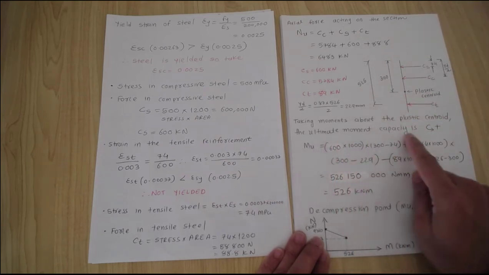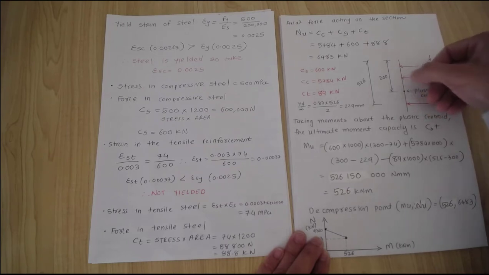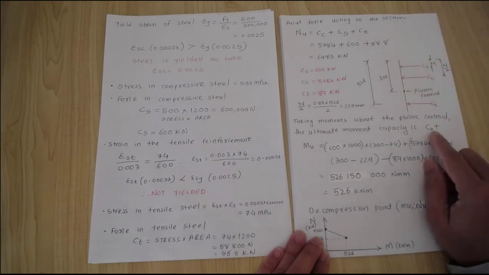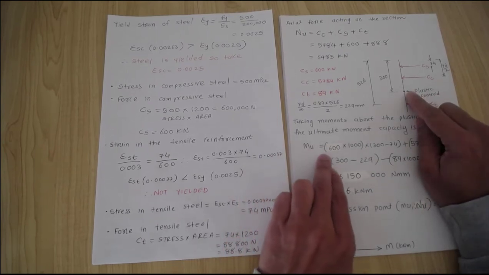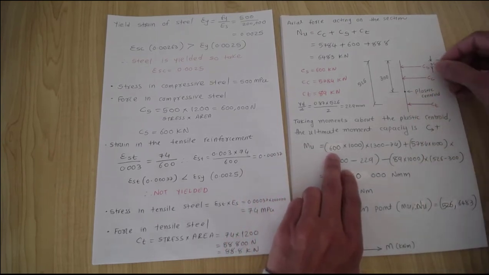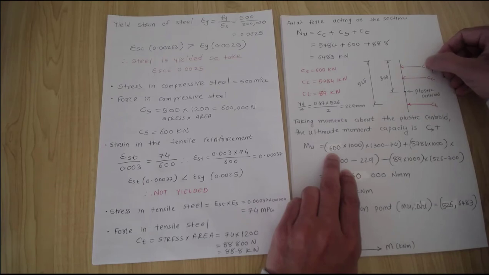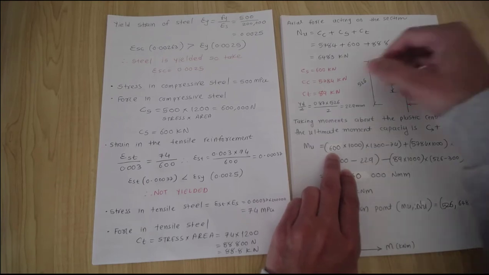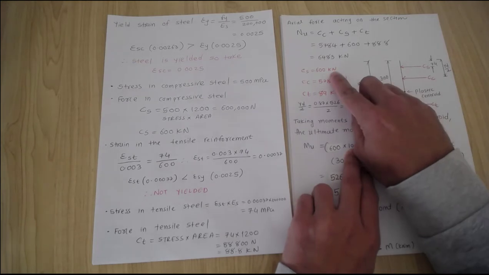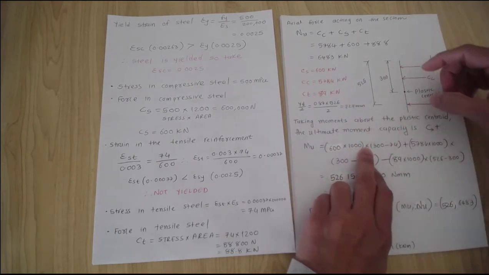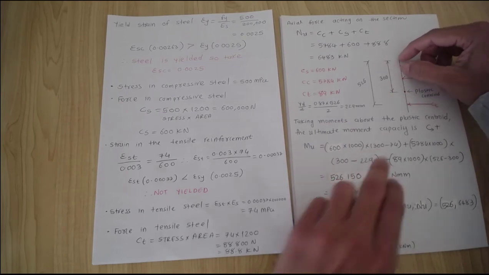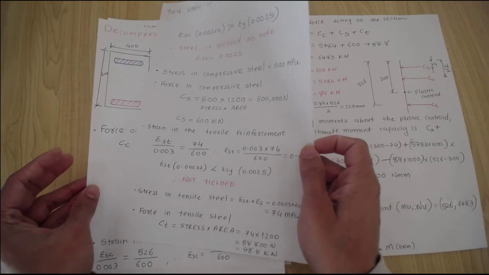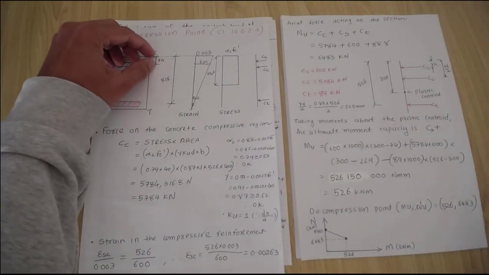So if you take the ultimate moment about this plastic centroid, with anti-clockwise as positive, the sum of the moments about this point gives Mu equals 600 kilonewtons, that is the compression force in the steel, times 1000 to convert into Newtons, times the distance from this force to the centroid, which will be taken as 300 take away 74. That 74 comes from our question.